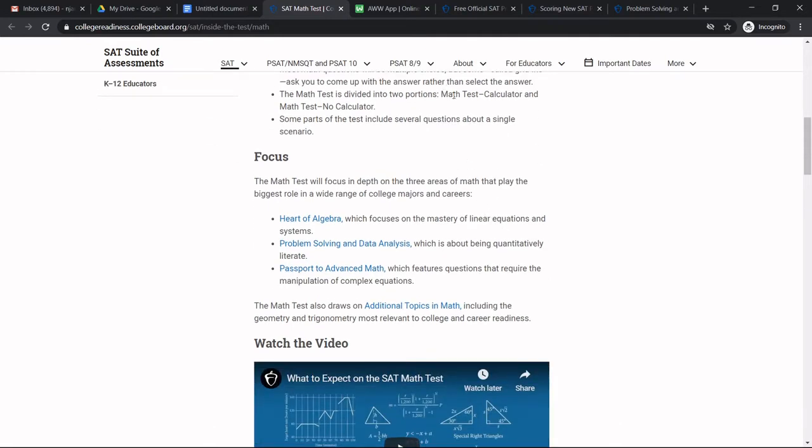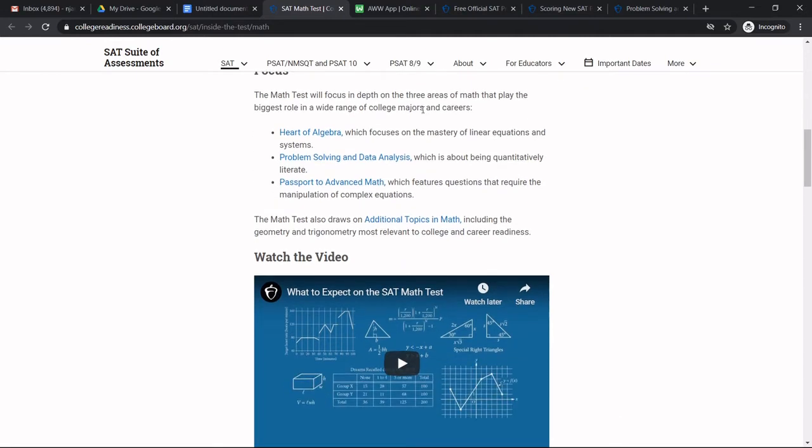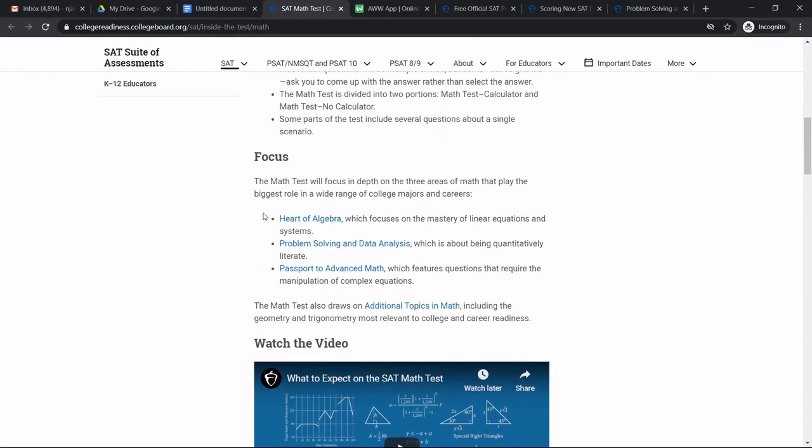There's also a calculator portion and a no calculator portion. Now, it's really important to realize that for the calculator portion, you really don't need your calculator for 99% of the problems. On the test, I probably used the calculator for 2, maybe 3 problems. The rest of them, you're honestly better off without it. So that's pretty nice to keep in mind.